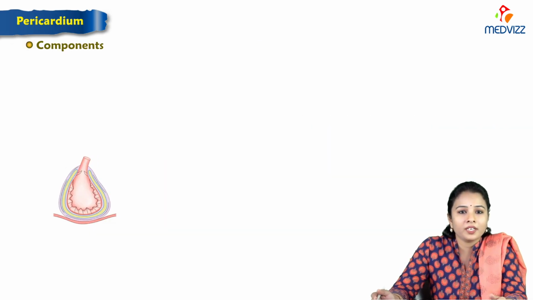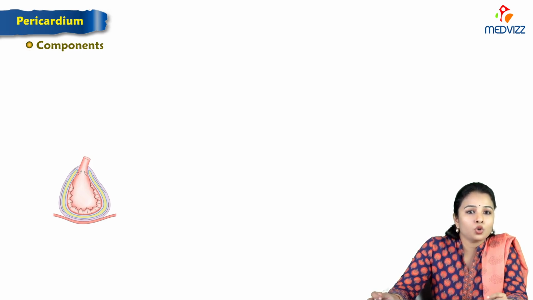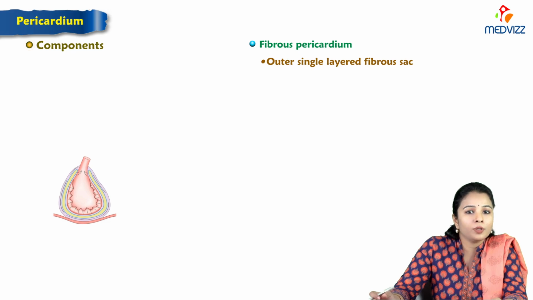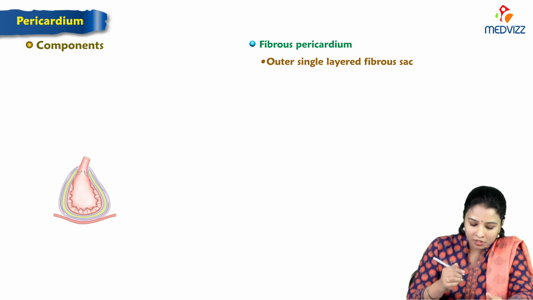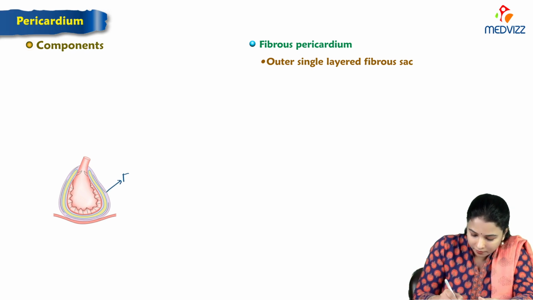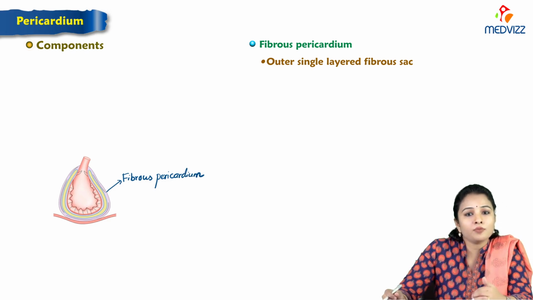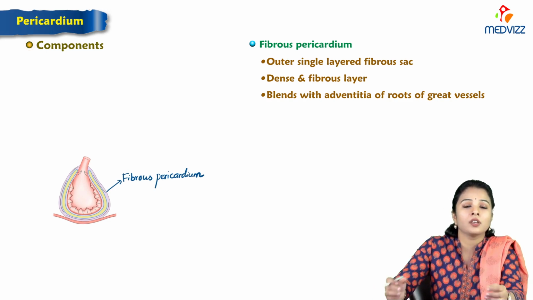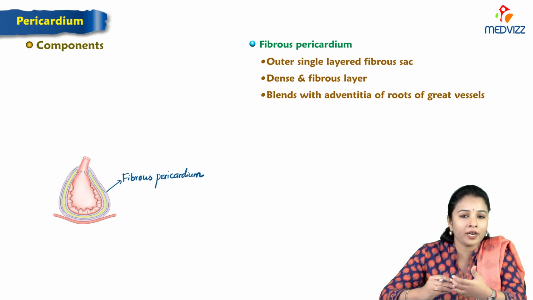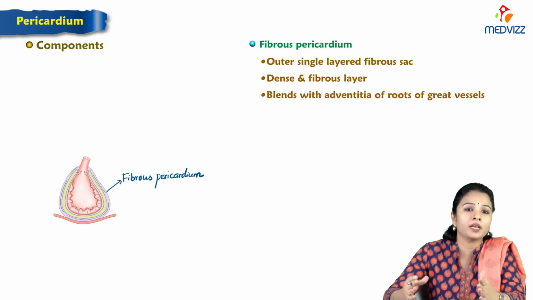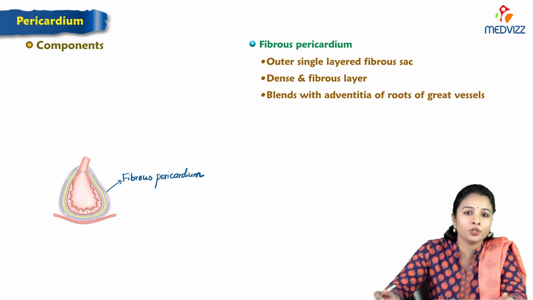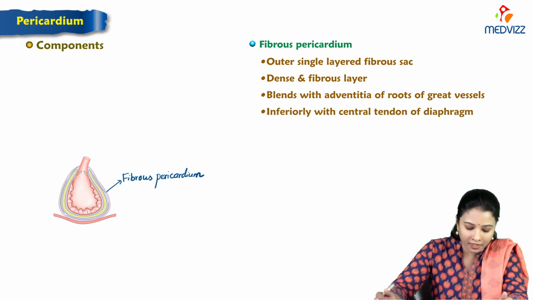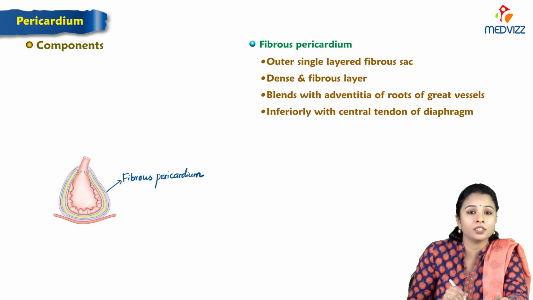Let's see the components of the pericardium. The pericardium consists of two components. The outer layer of the pericardium is called the fibrous sac, which is the fibrous pericardium. This fibrous pericardium is the outer dense fibrous layer and it blends with the adventitia of the roots of the great vessels. The outer layer of the blood vessels is called the tunica adventitia. So the fibrous pericardium blends with the tunica adventitia of the roots of great vessels, and inferiorly it blends with the central tendon of the diaphragm.